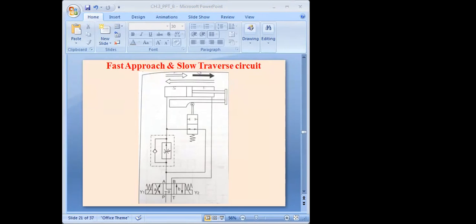Now in this type of circuit, whatever the one stroke is, half part of the stroke of your cylinder should move faster firstly, and then the remaining part of the stroke it should complete slowly. For that purpose, various circuits and methods are developed to achieve that fast approach and slow traverse. Out of that, one circuit I have shown. Getting it?